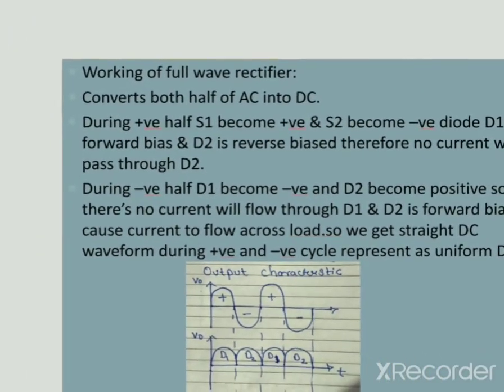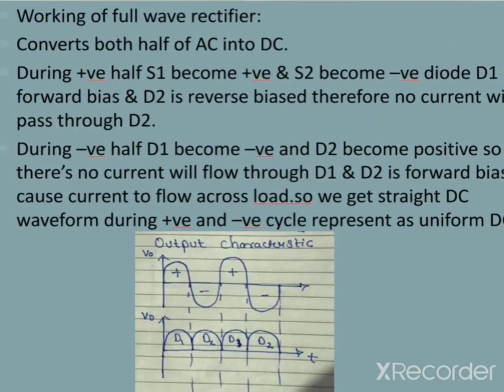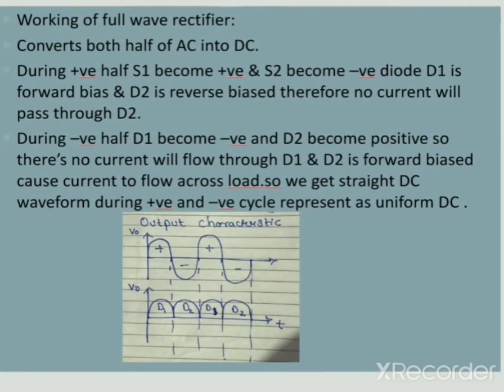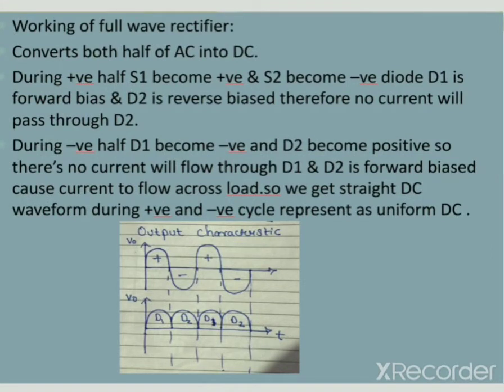Now during the negative half of the full wave rectifier, when the polarities change, D1 becomes negative and D2 becomes positive. So no current will flow through D1, and D2 is forward biased. Therefore current will flow through D2.